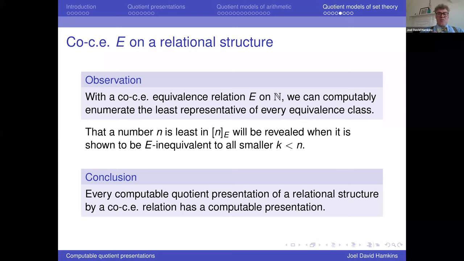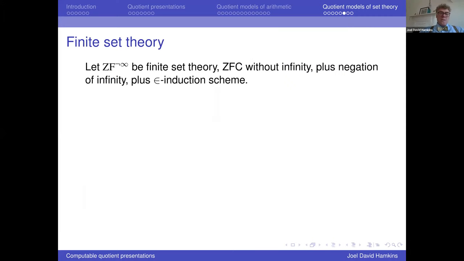It doesn't work when you have functions in the language, for precisely the reason that Anand brought up earlier. If I have functions in the language, then having the set of minimal representatives isn't good enough, because when I apply the function to those things, I might not still have a minimal representative, and I won't know which one it's equal to. So it doesn't work with functions in the language.